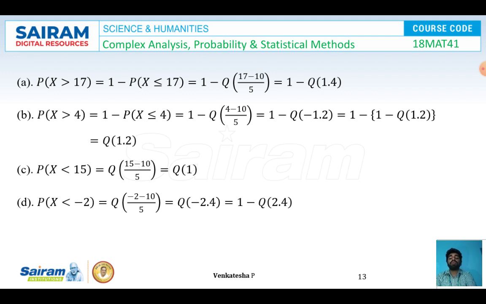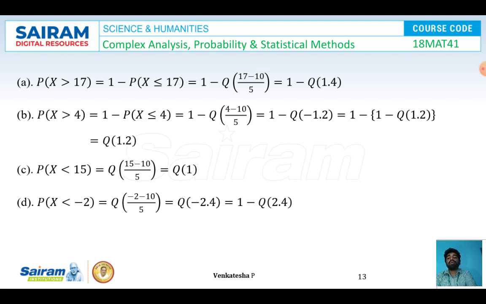So it will be equal to what? 1 minus p of x is less than or equal to 17. We can write it, so I'm keeping 1 as it is. In this place, I'm taking the q function along with x is equal to 17. I got 1 minus q of (17 minus 10) by 5. It will be equal to 1 minus q of 1.4.